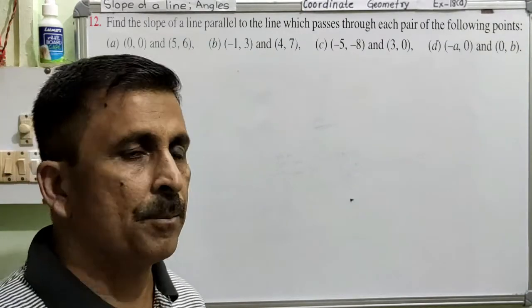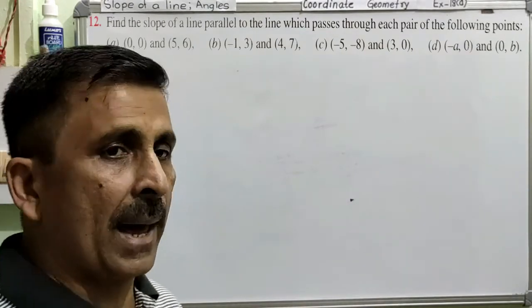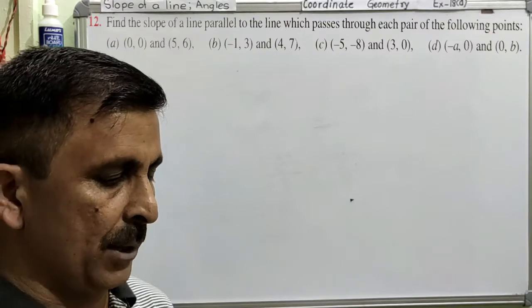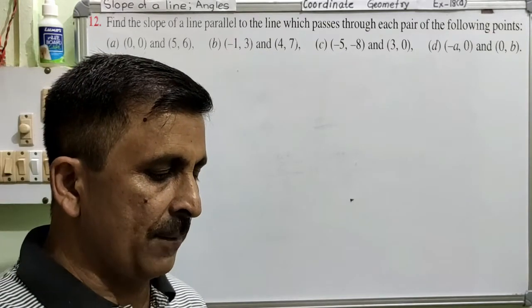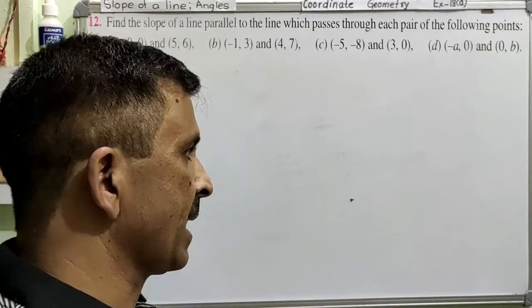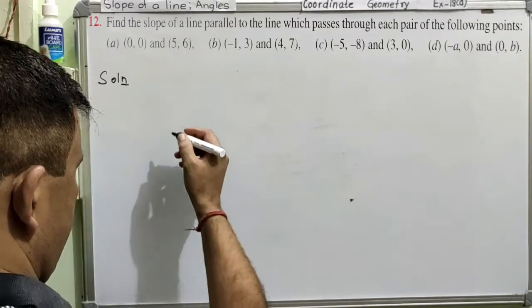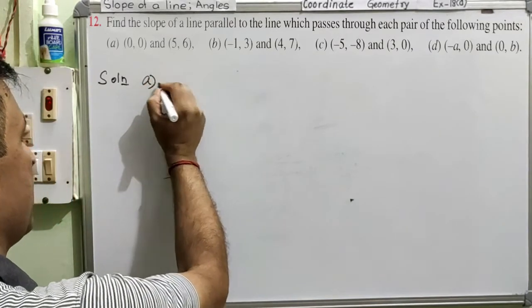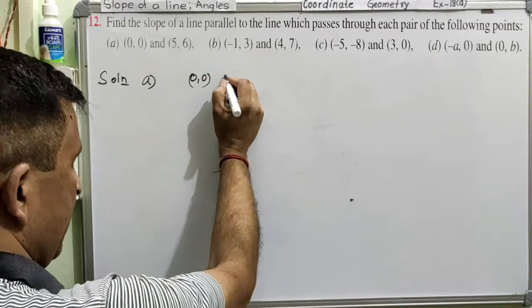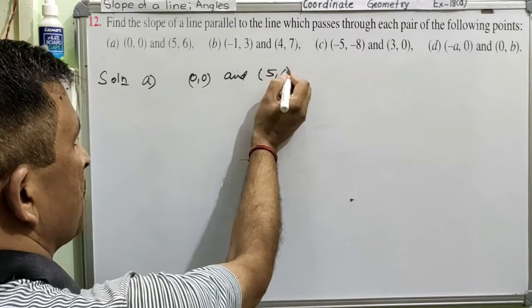Now question number 12 is: find the slope of a line parallel to the line which passes through each pair of the following points, right? Clear? Now this time we'll take one question of question number 12. We'll take A. The 2 points are given as, one is 0, 0, right? And then another point is 5 and 6. Clear?